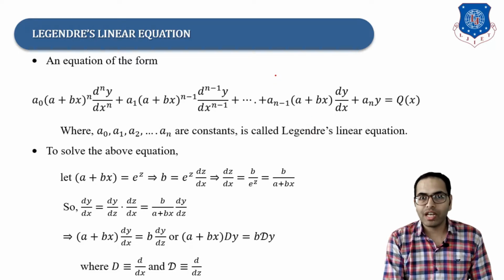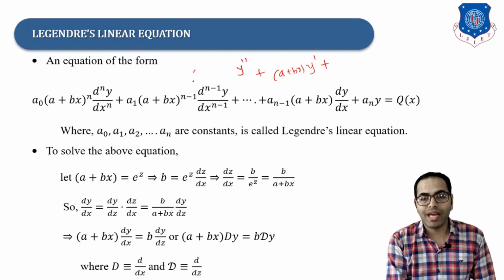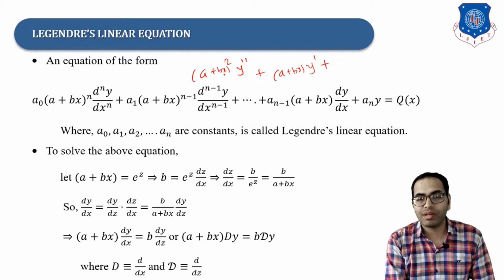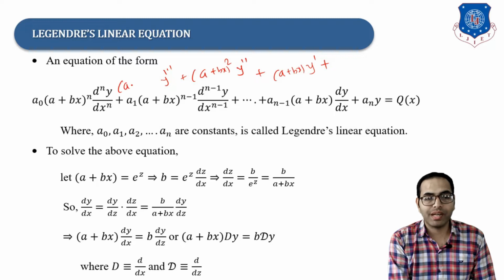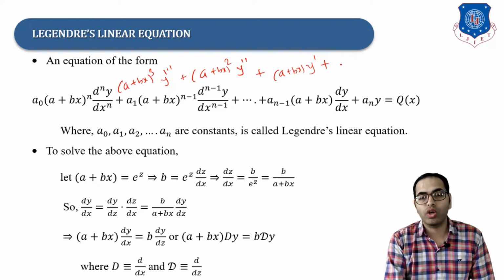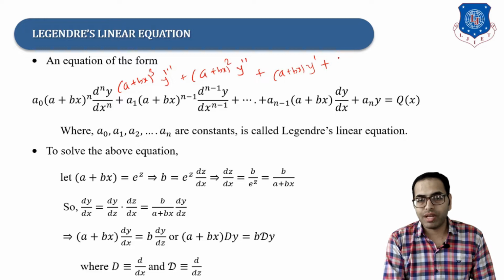See how we can identify that this is a Legendre differential equation. Suppose the single derivative term is multiplied with a plus bx. The double derivative term is multiplied with (a plus bx) whole square. The triple derivative term is multiplied with (a plus bx) whole cube, and so on, plus an y is equal to q of x. That is a Legendre linear equation.